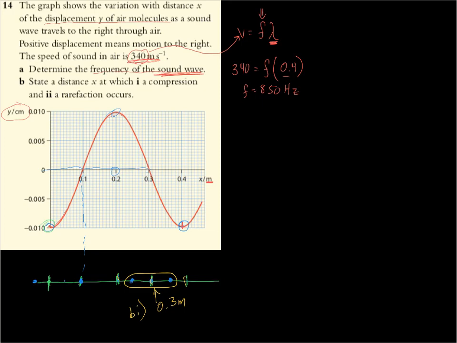Okay? The rarefaction is the place where they're more spread out than they used to be, right? And you can tell this particle moved away over to the right, and this particle moved away over to the left. Therefore, the particle that's in the center, the one that's here at 0.1 meters, is the one that is in a rarefaction, because it's at the center of that spreading apart. And so therefore, we've answered question B.